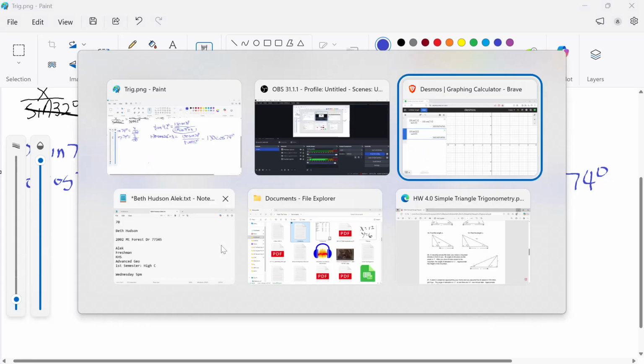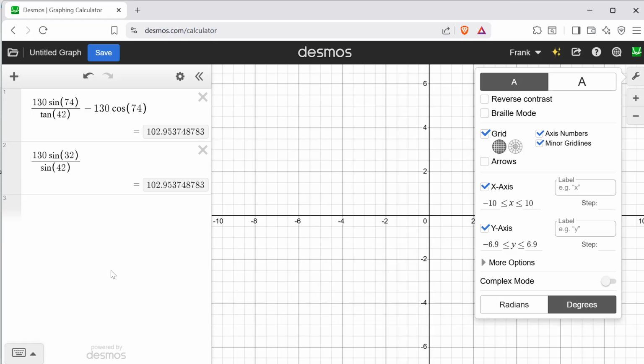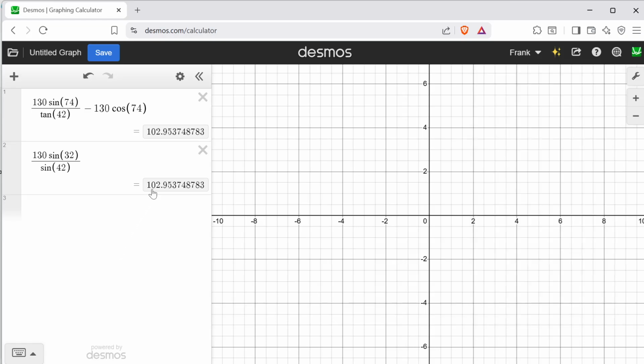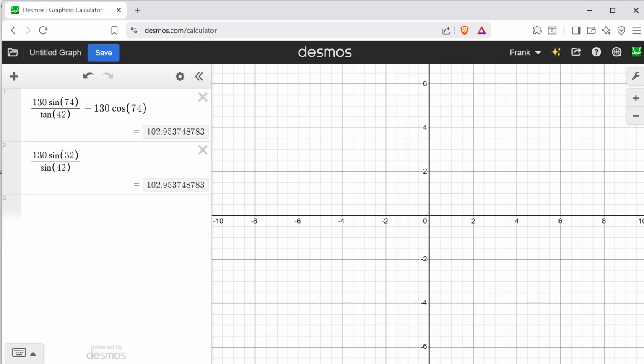So now, here's one I've already prepared. Here's the one that was done with law of sines, 130 sine 32 degrees over sine 42 degrees. I am in degree mode, and it's 102.95, however you want to round it. And then here's the other one, 130 sine 74 degrees divided by tangent 42 degrees minus 130 cosine 74 degrees, 102.95. So both of them work the same. Law of sines is easier, but before you have law of sines, you have to do it this way, using just regular trigonometric identities.